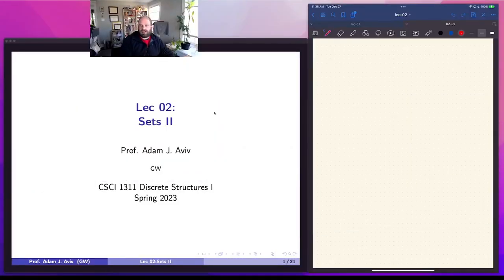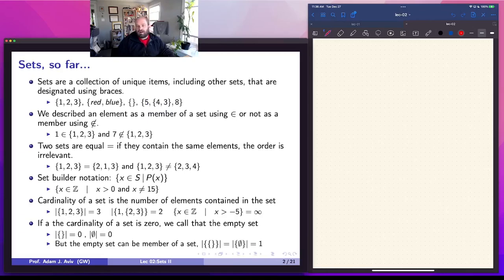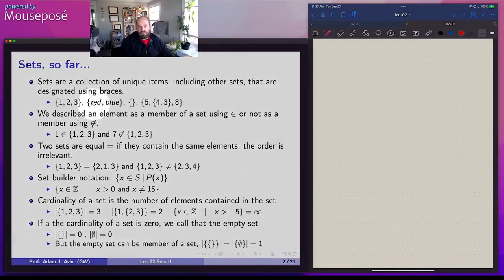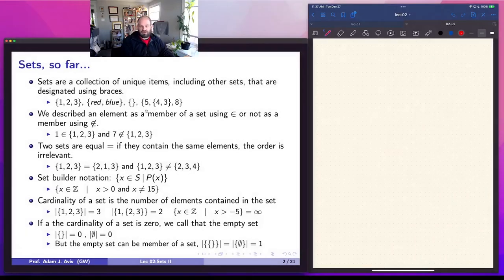And just to remind you all of where we're at, we talked about sets in the last set of videos and in class. So sets are unique items, and they do not repeat. We have some examples right here of sets: 1, 2, 3, red and blue, the empty set, the set 5 containing another set 4 and 3 and 8, and so on and so forth.